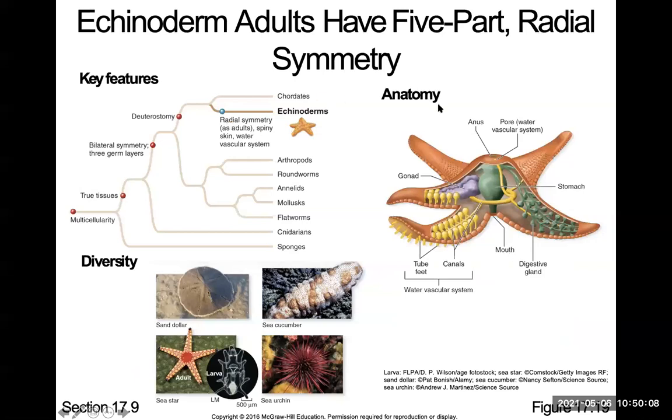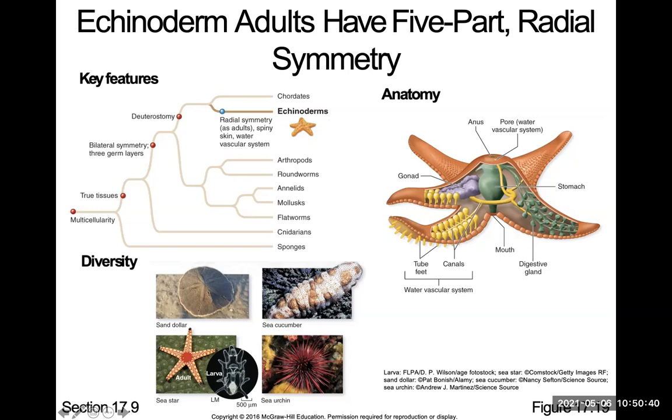Okay, so here you can see some pictures: sand dollar, sea cucumber, sea urchin, and sea star. Now the word echino means spiny. They have spiny skin. You can see some spines here, but you can see the spines really on the sea urchin here. And derm means skin. Echino means spiny, derm means skin. Echinoderms are the ones that have spiny skin.